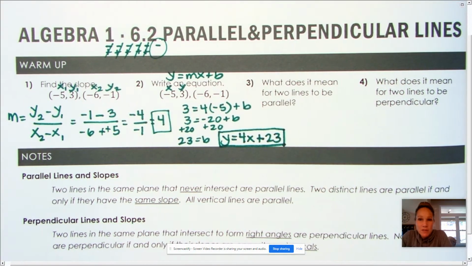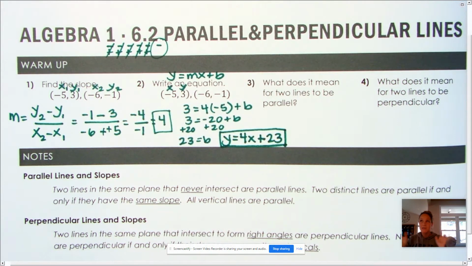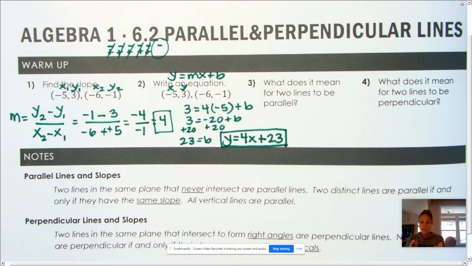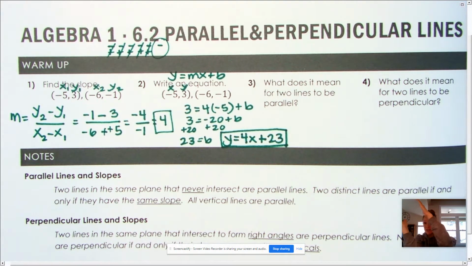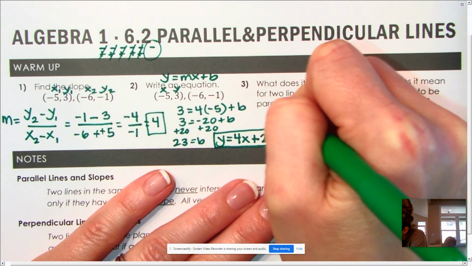And then question number 3 says, what does it mean for 2 lines to be parallel? We'll remember from, I think it was like unit 2, we said that parallel lines never intersect. So if one goes up and over, the second one goes up and over, and they're never going to cross. So you can just write that they don't cross.